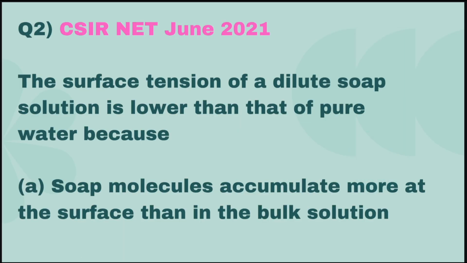Now we'll see the second question. This is asked in CSIR NET June 2021. The surface tension of a dilute soap solution is lower than that of pure water because, here four options are given. Option A, soap molecules accumulate more at the surface than in the bulk solution.